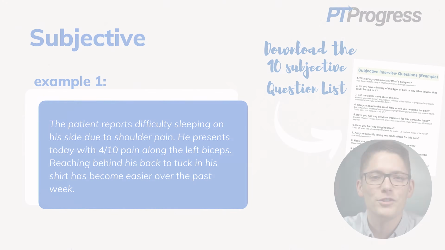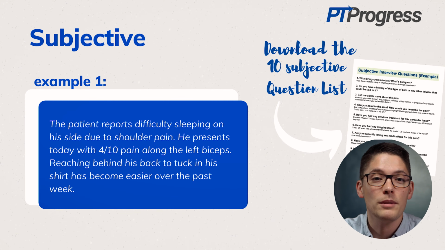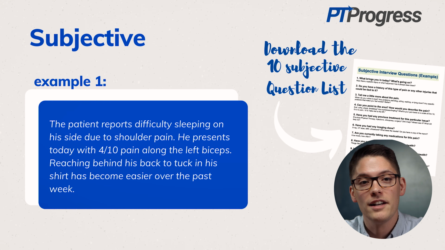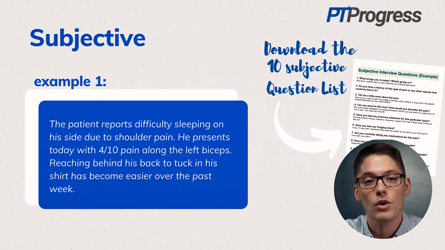You can still go into more detail, but if you do, you should really use that time to focus your note and write out how it's affecting their ability to perform functional tasks. Here's an example. The patient reports difficulty sleeping on his side due to shoulder pain. He presents today with 4 out of 10 pain along his left biceps. Reaching behind his back to tuck in his shirt has become easier over the past week.